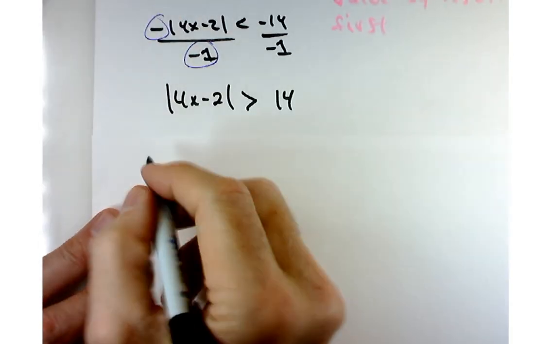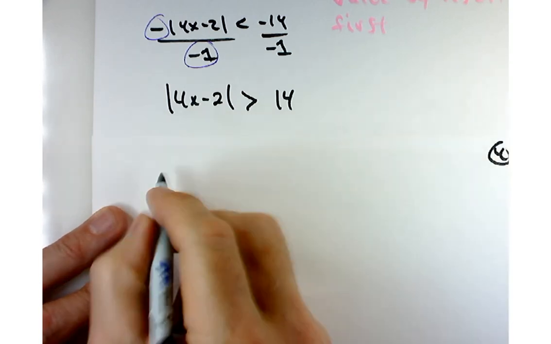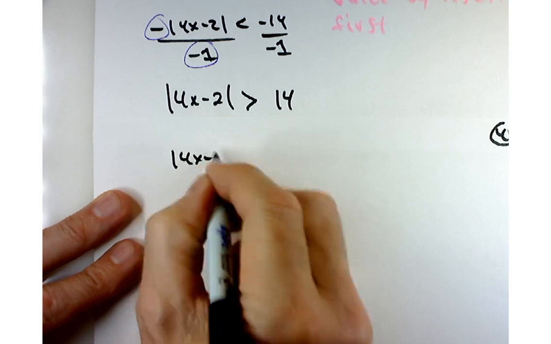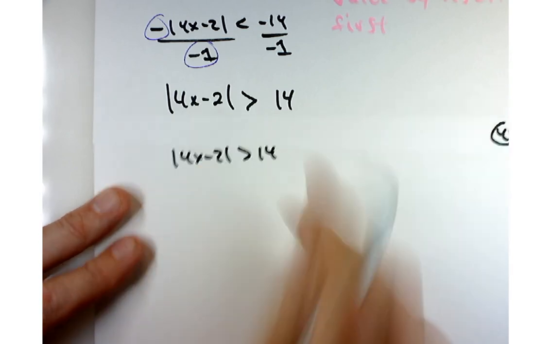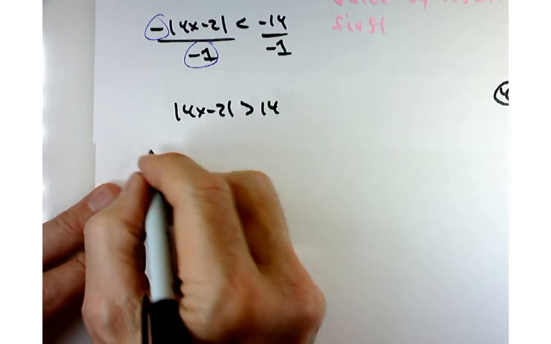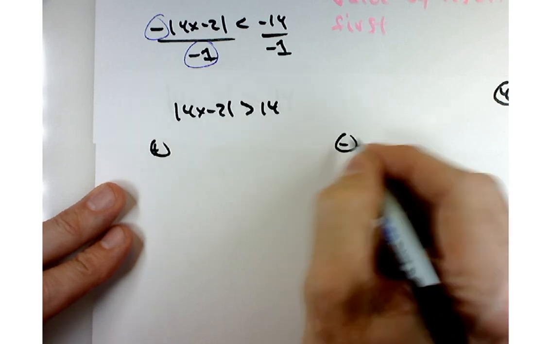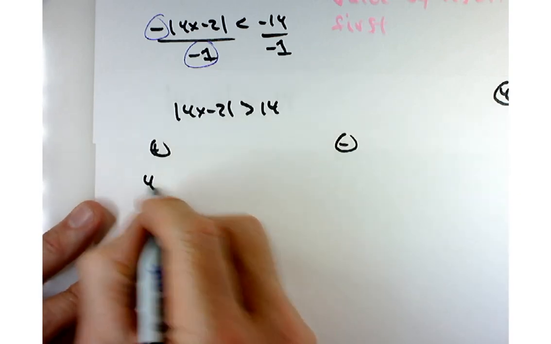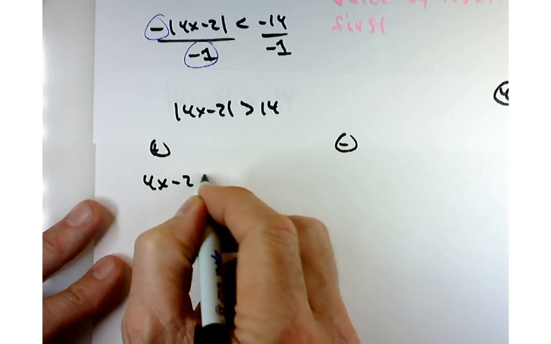We've got our positive case and our negative case. So I'm just going to copy that again over here. 4x minus 2 greater than 14. Positive case and the negative case. So the positive case is going to look like this. 4x minus 2 is greater than 14.